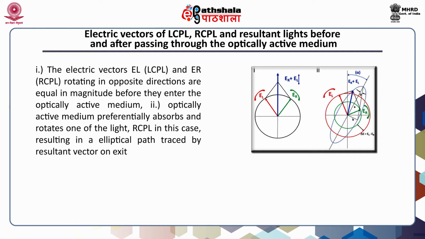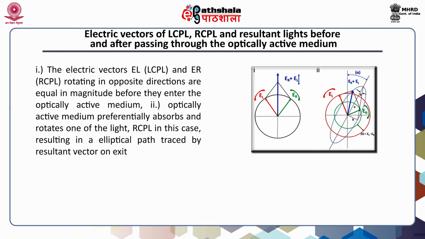The resultant electric vector, which is the addition of EL and ER, is shown with blue color and oscillating on the vertical axis before light enters the medium. When the two component vectors rotate in opposite directions but are equal in amplitude, the resulting vector of the combined light oscillates only linearly in its plane, that you can see in the figure on the left side, the big blue color vector. It oscillates from top to bottom, passes through the 0.